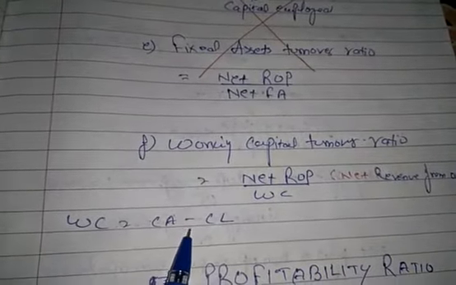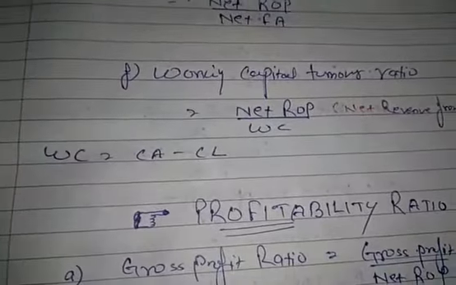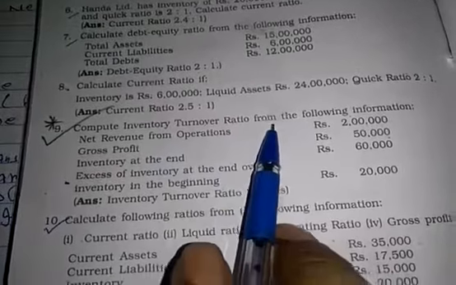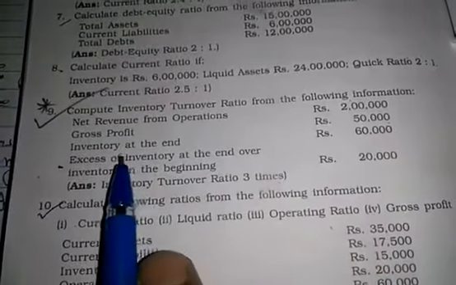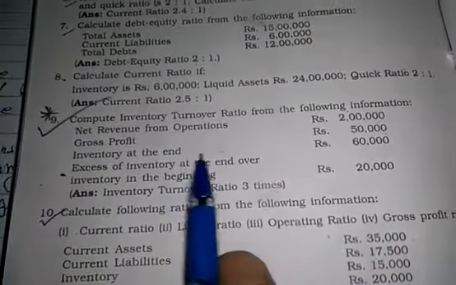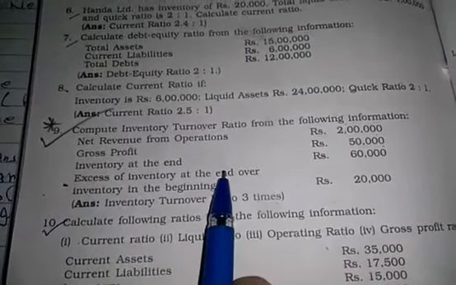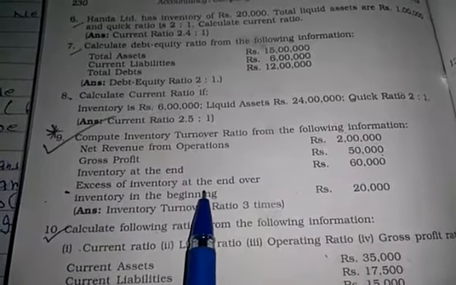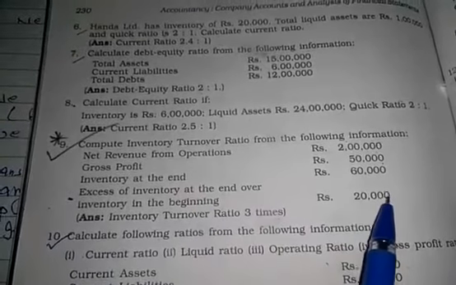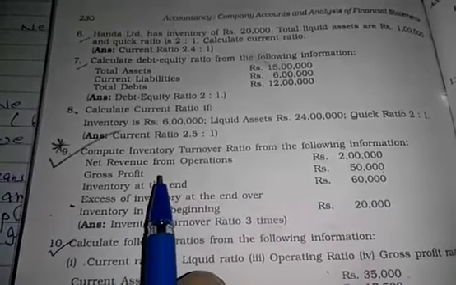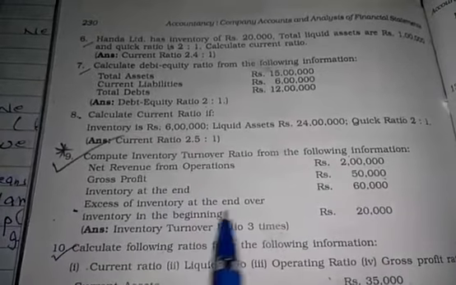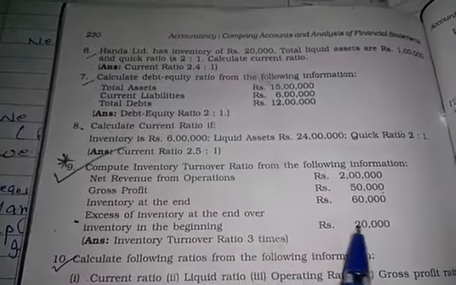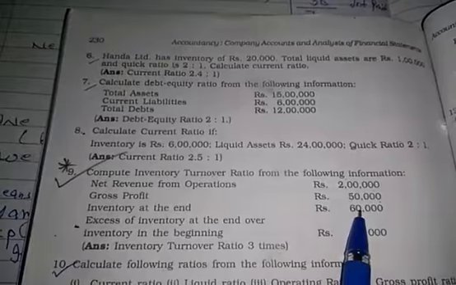Now we'll do the question of the activity ratio. This is question number 9 from NCERT. Calculate the inventory turnover ratio from the following information. Net ROP 2 lakh, gross profit 50,000, inventory at the end 60,000, excess of inventory at the end over inventory in the beginning 20,000. It means the closing inventory is more than the opening inventory by 20,000. So what is the opening inventory? Opening inventory will be 40,000, and the closing inventory will be 60,000.